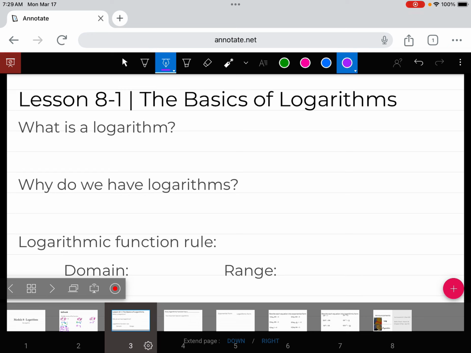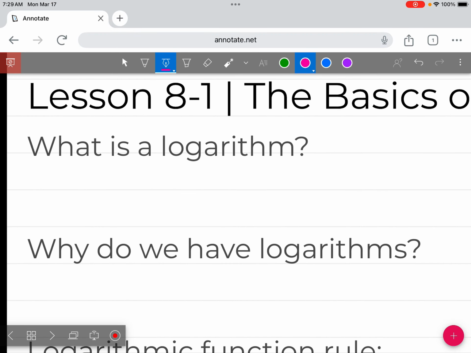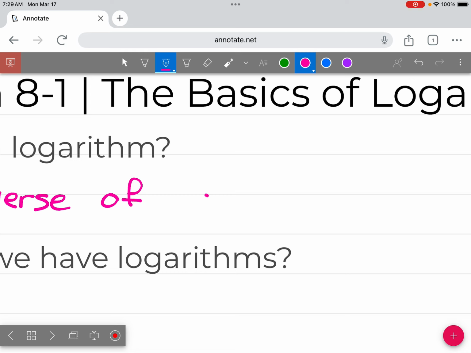So what we're going to be working with is called a logarithm. Just like the square root undoes squaring, a logarithm undoes the exponential function, so it is the inverse of an exponential. So for what is a logarithm, this is on that very first page, it is the inverse of an exponential.